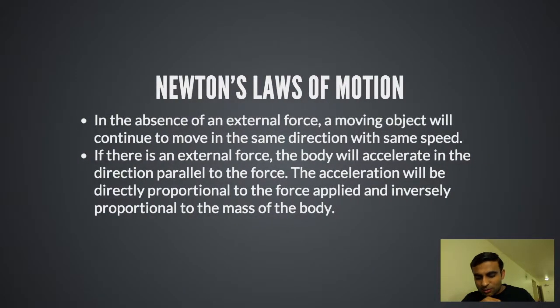Now, Newton's laws of motion look like this. The first law is kind of an extension of Galileo's law of inertia. It says that in the absence of an external force, a moving object will continue to move with the same speed in the same direction. Notice how it is slightly different from Galileo. Galileo considered a circular motion as horizontal as well. Newton did not agree with that. He said that a body will continue to be in a straight motion with the same speed unless a force acts on it.